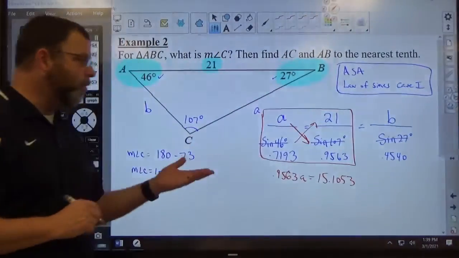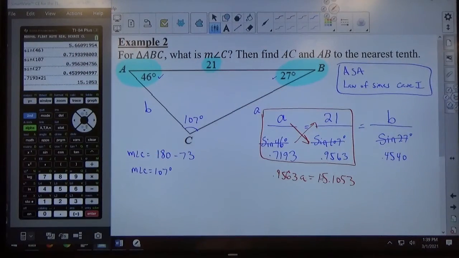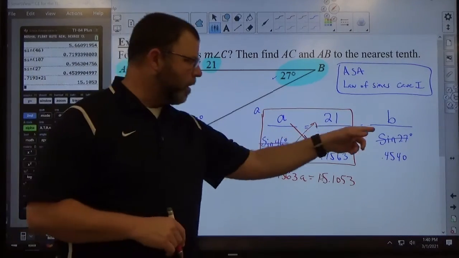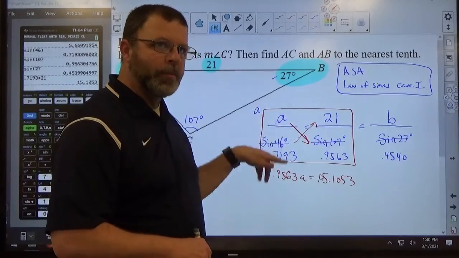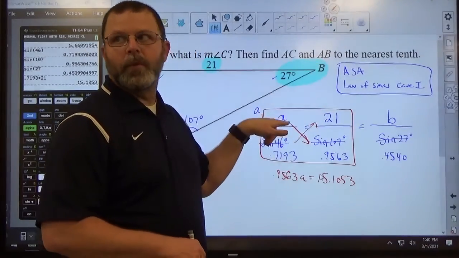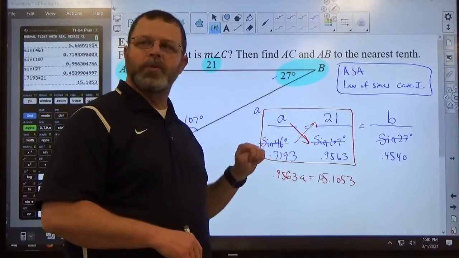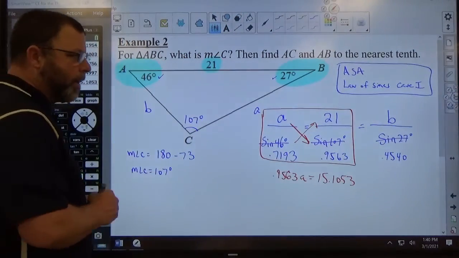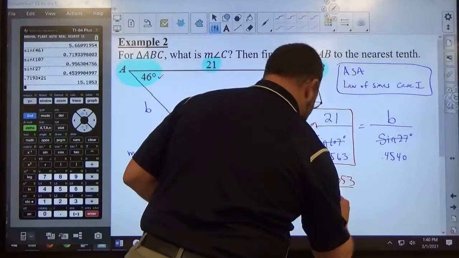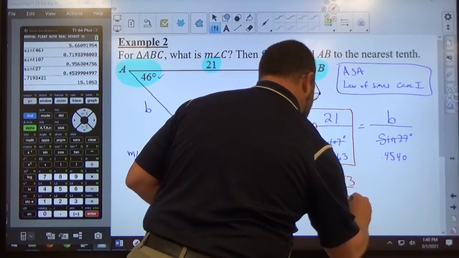When using the law of sines, you should expect that type of structure every single time. Because the sines of these numbers are usually 4-digit decimals, and they're usually being multiplied by a variable. And then you have this other product with a 4-digit decimal, so you're going to get decimals. Okay. And then if 0.9563A is equal to 15.1053, I'm going to divide by 0.9563 on both sides.